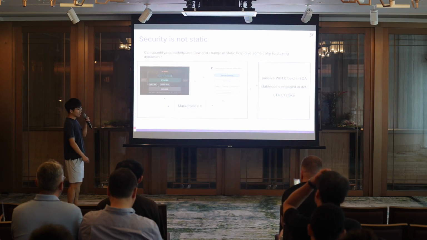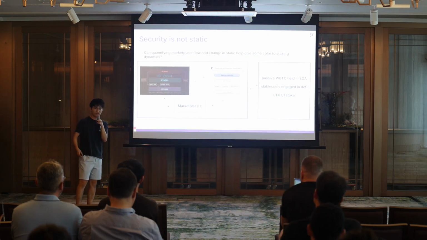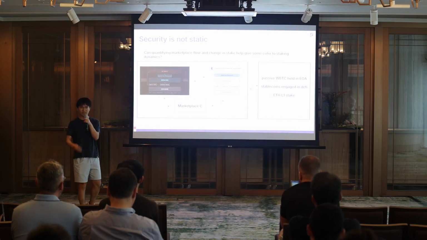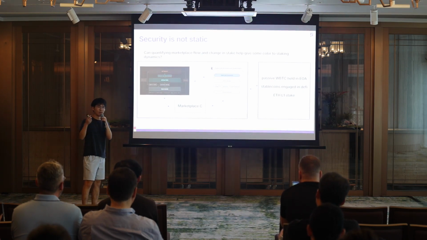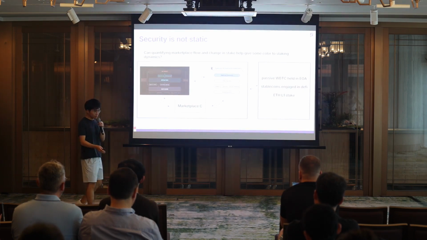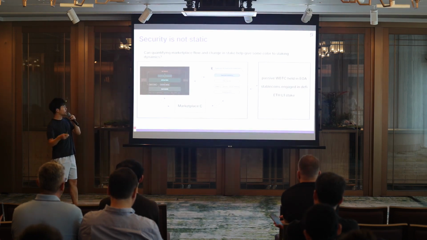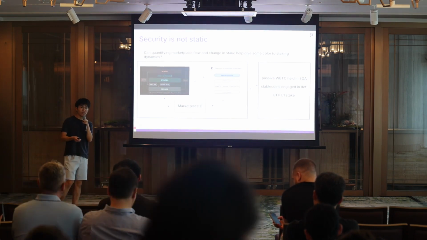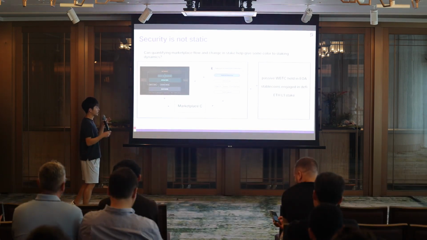This means that crypto economic security is not really static. In fact, it's very dynamic, and it depends on a lot of the mechanisms and the assets behind that drive these marketplaces. Which means that being able to quantify this flow and change of stake can give color into understanding what these staking dynamics are like.